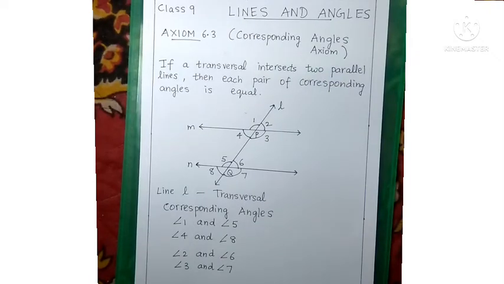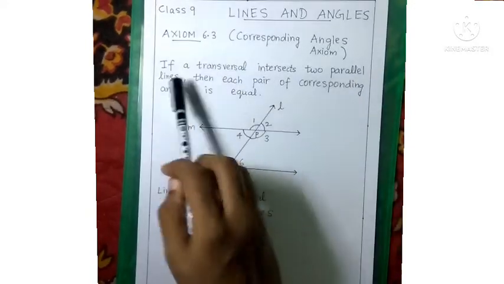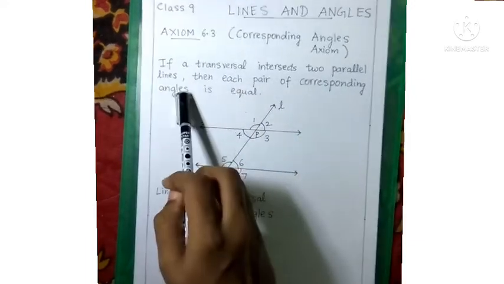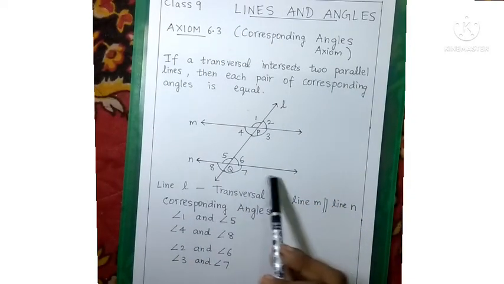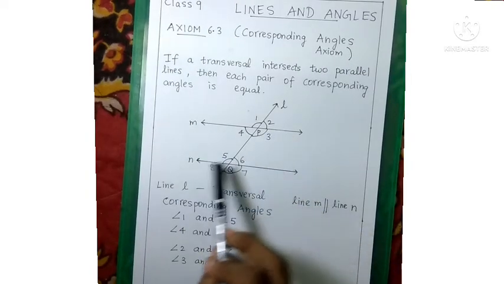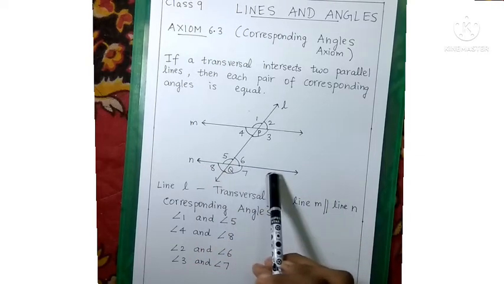The axiom states that if a transversal intersects two parallel lines, then each pair of corresponding angles is equal. Here line M is parallel to line N. A great example of parallel lines is the edges of a railway track. The edges of a railway track don't intersect. The same thing applies here, so line M is parallel to line N.